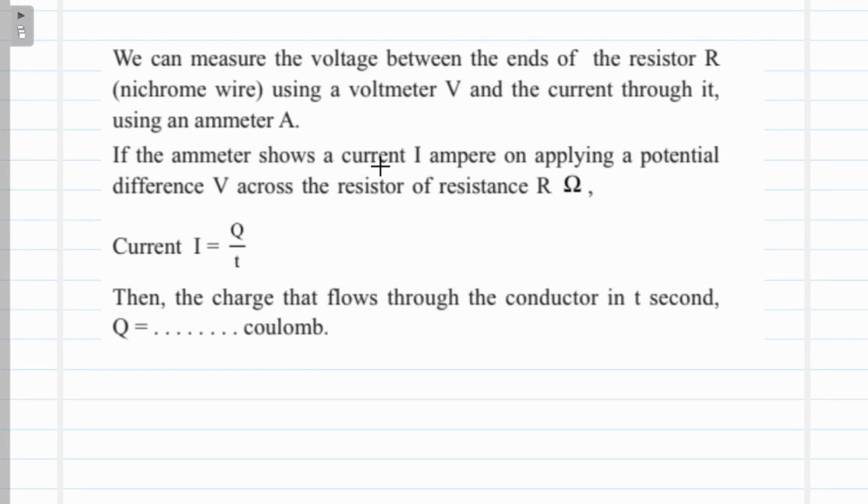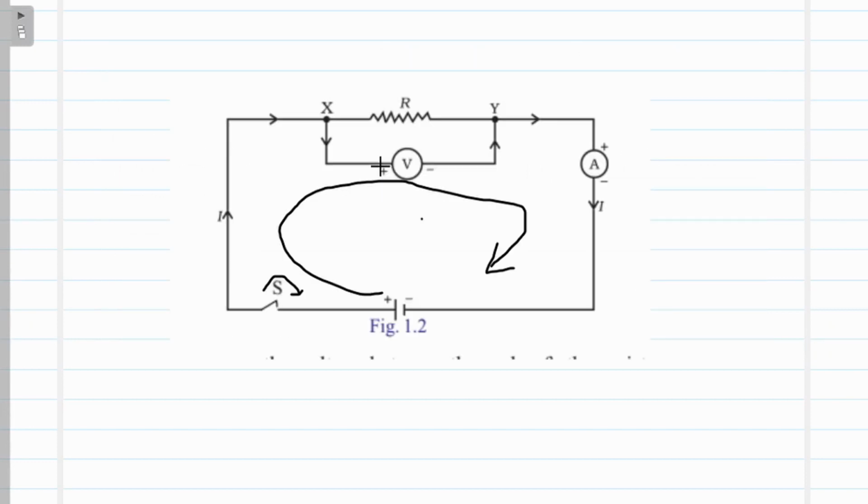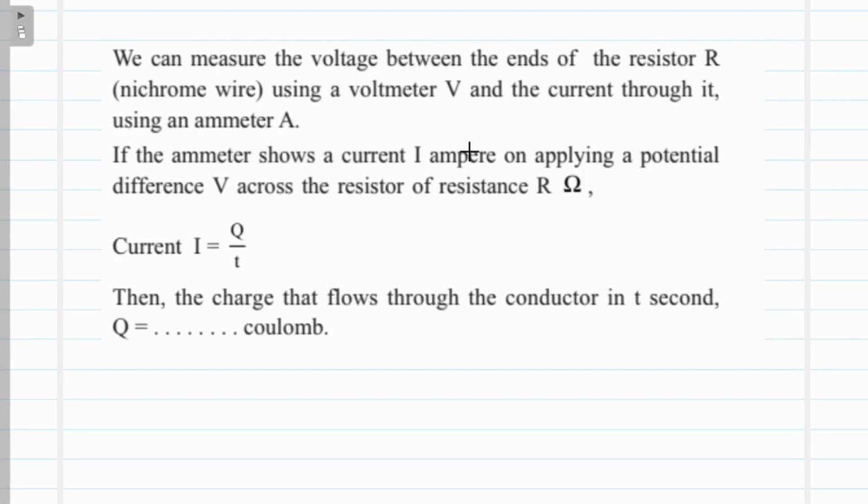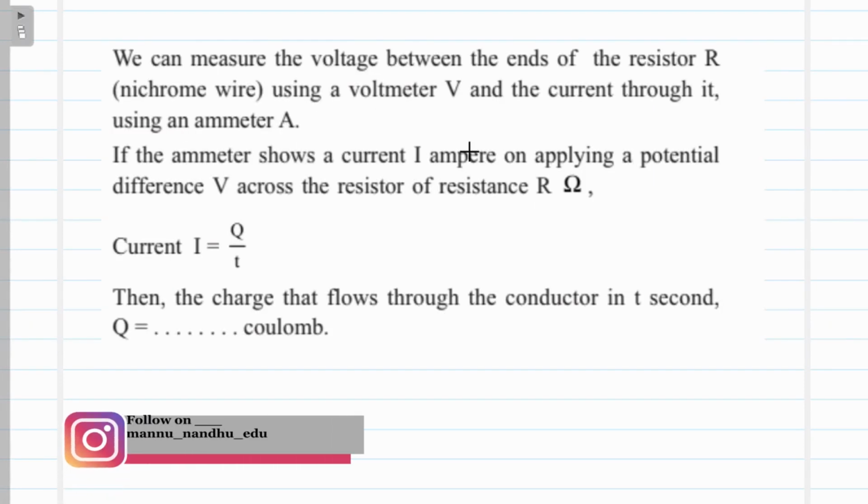Next, we measure the voltage between the ends of the resistor R. Because I want the voltage difference across this part. That is called the potential difference. And what is the use of the ammeter here? As I already told, the ammeter shows the current I ampere on applying a potential difference V across a resistor of resistance R. Got it?